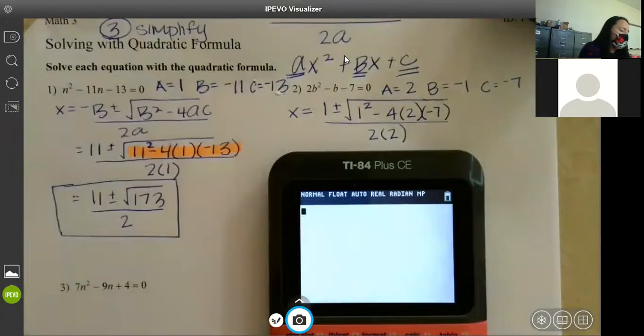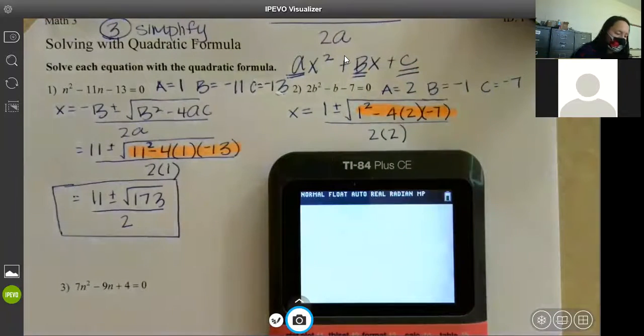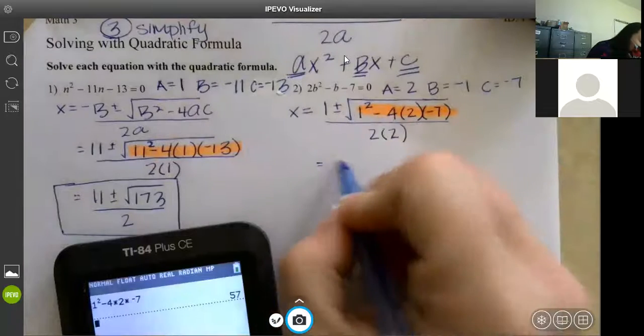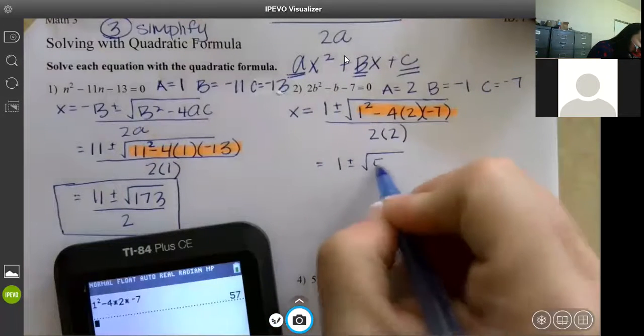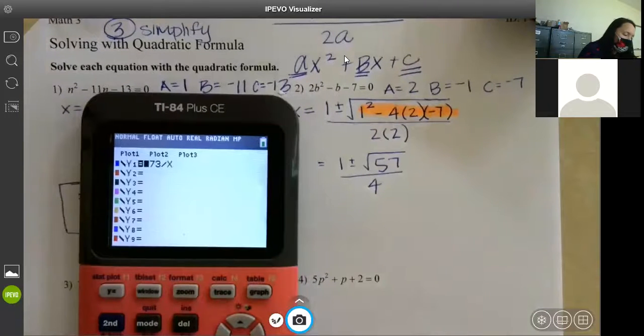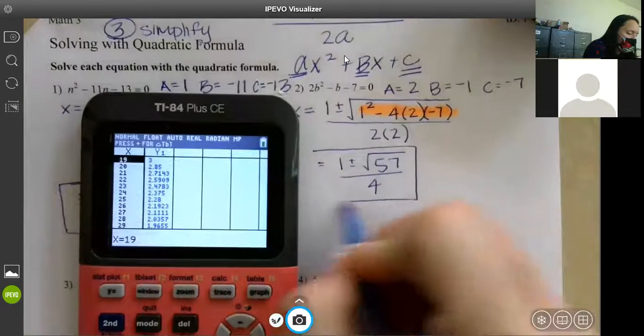Only going to put in what's underneath the square root. Do not do the square root. Just what's underneath it. So 1 squared minus 4 times 2 times negative 7 gives us 57. Okay. 2 times 2 is 4. I'm going to check my factors of 57. I already know this one. There's 19 and 3. Will that break down at all, 19 and 3? No. So this one is as good as it gets. There's nothing else you can do to it.